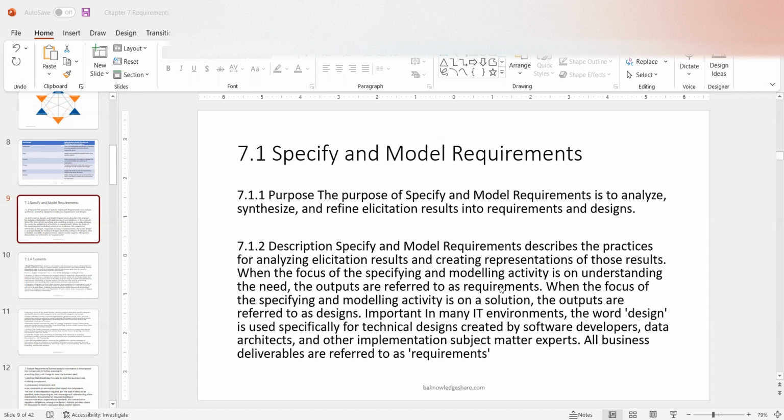designs. Important in many IT environments, the word design is used specifically for technical designs created by software developers, data architects, and other implementation subject matter experts. All business deliverables are referred to as requirements.